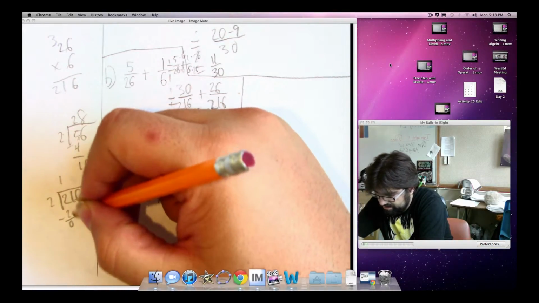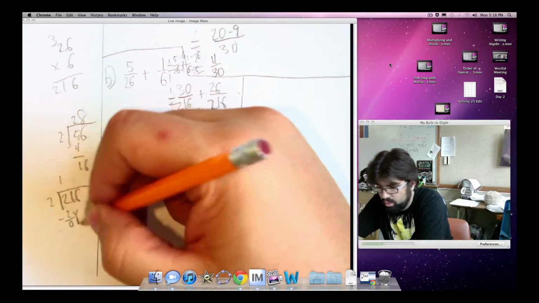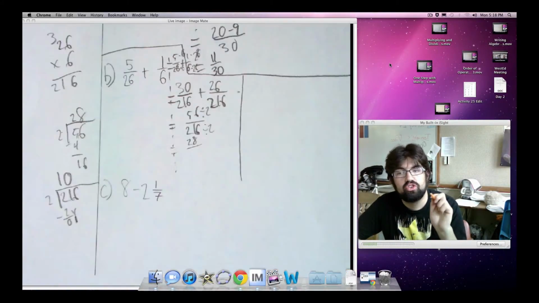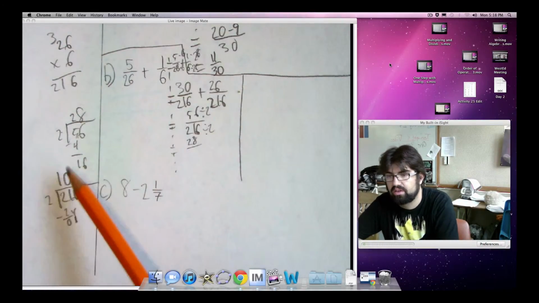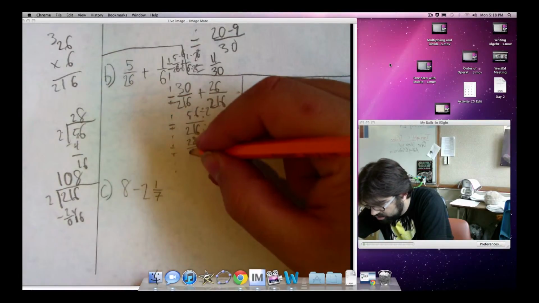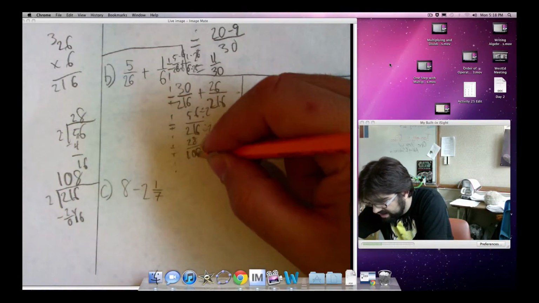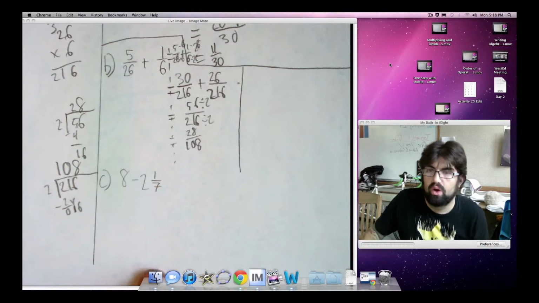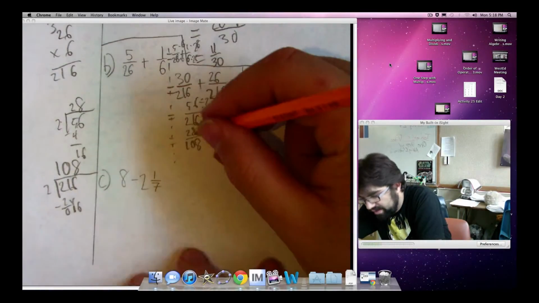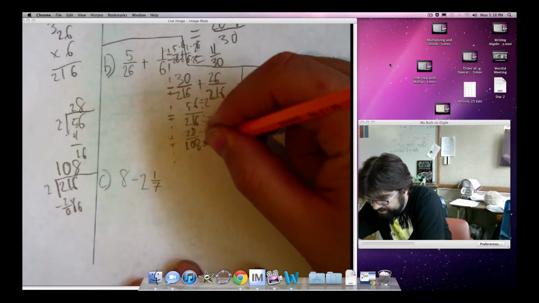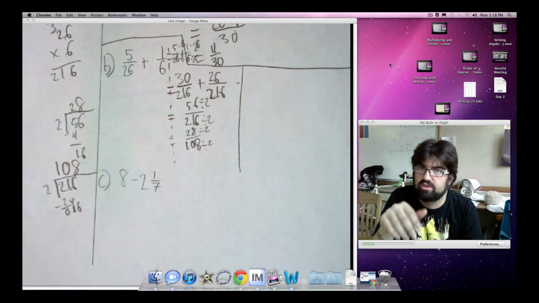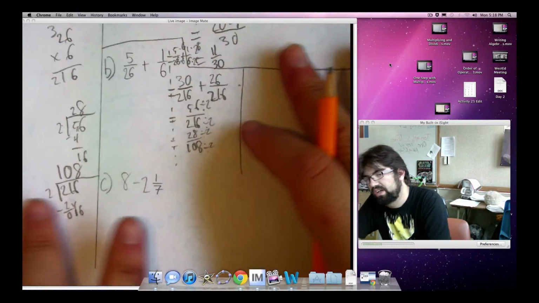Bring down the 1. 2 doesn't go into 1, so I have to add a 0. A lot of people forget to add that 0. Make sure you add that 0 right there. Bring down the 6. 2 goes into 16 8 times, so now we have 28 over 108. Yep. We can still simplify it. Divide top and bottom by 2 again. Yes, if you want to divide by 4 and make it a little faster, you could. Glad you asked.